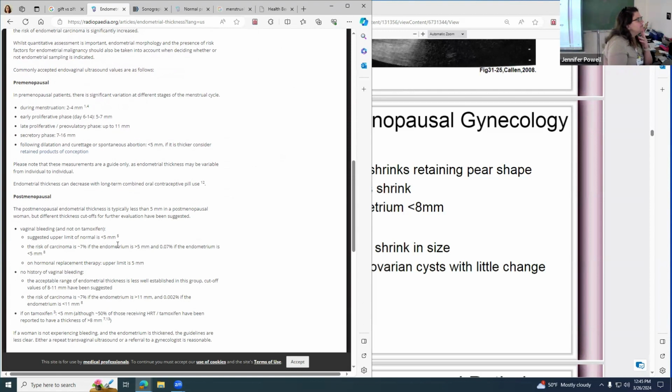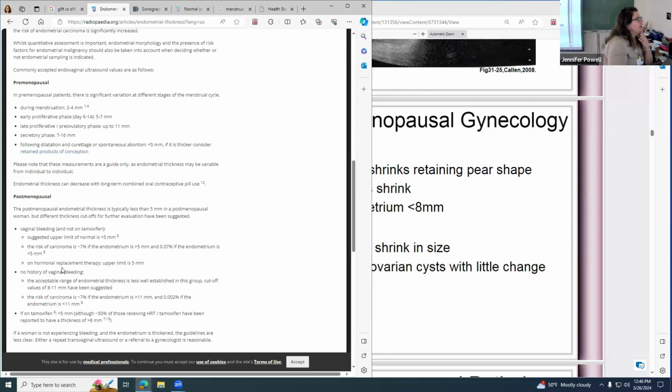Upper limit is less than 5 millimeters. The risk of carcinoma is approximately 7% if the endometrium is greater than 5 millimeters, versus 0.07% if the endometrium is less than 5 millimeters.